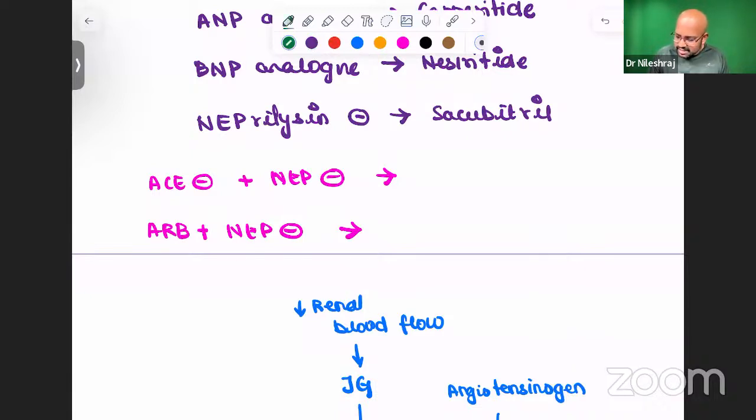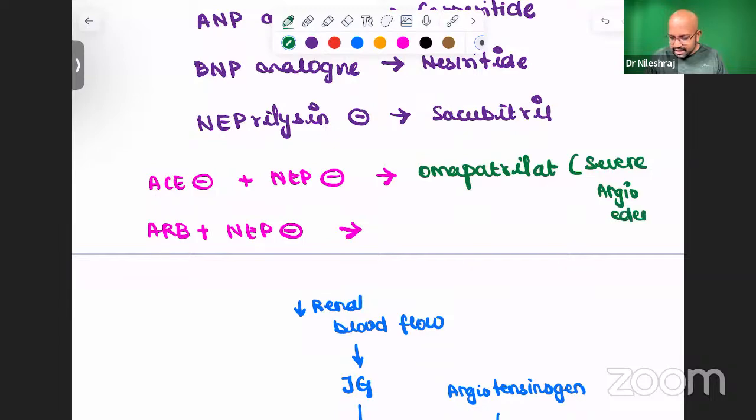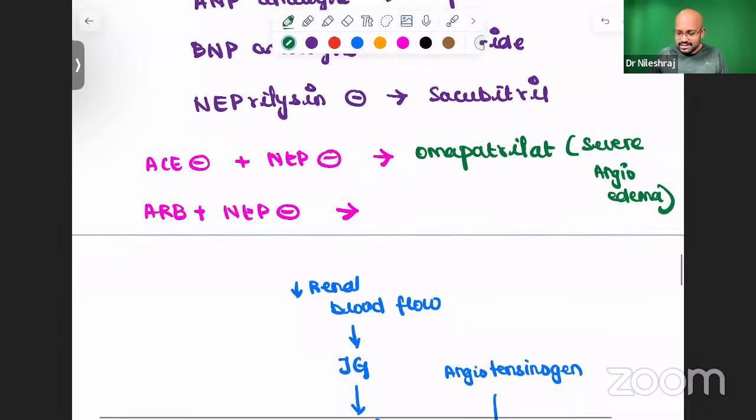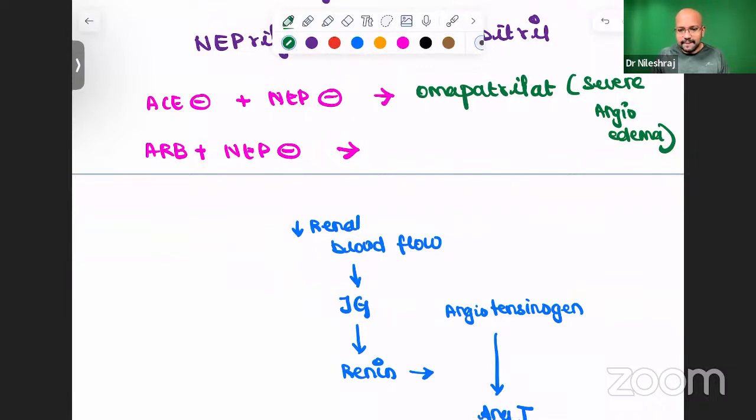The first one is a drug combination of an ACE inhibitor with a NEP inhibitor. When given together, your ACE inhibitor is going to be blocking up the RAS system, whereas the NEP inhibitor will be stimulating your peptide molecules, the natriuretic peptide system. Both of these will act together and will be used in the treatment of heart failure. But this drug produces very severe angioedema, more severe than the original ACE inhibitors themselves. That's why we don't use this drug currently.